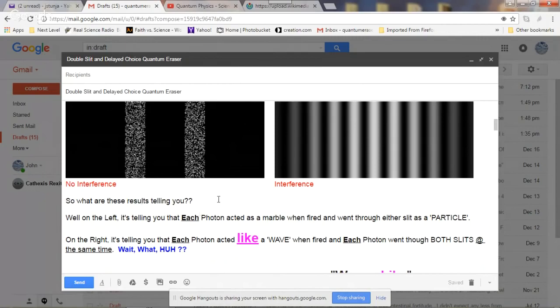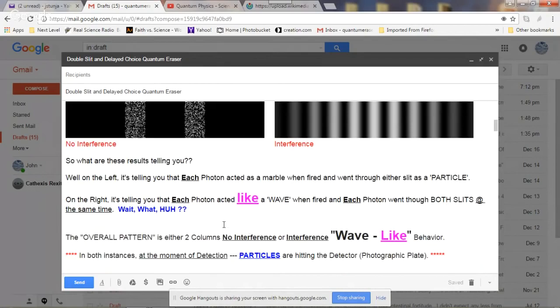So what are these results telling you? Well, on the left, it's telling you that each photon acted as a marble when fired and went through either slit as a particle. On the right, it's telling you that each photon acted like a wave. Very important, the "like" part. When fired, each photon went through both slits at the same time. Right? So you say, wait, what? How can it be in two places at once? That makes no sense. The overall pattern is either two columns, that's no interference, or wave-like behavior.